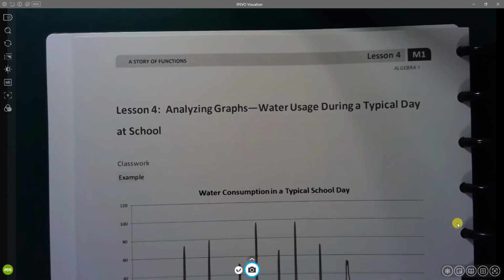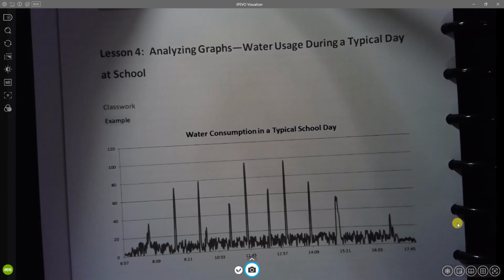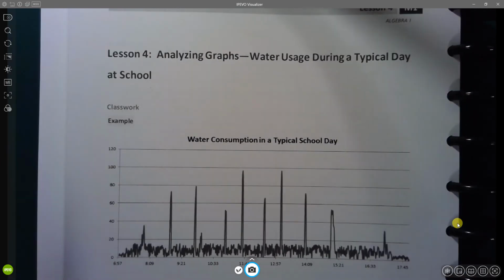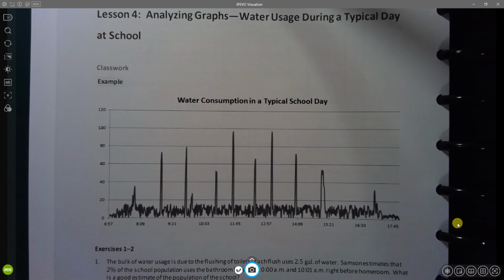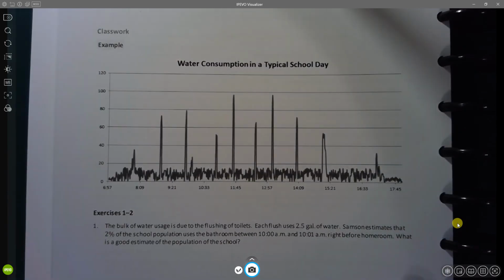We're going to jump into lesson 4, analyzing graphs. In this one, we're looking at water usage during a typical day at school. So water consumption in a typical school day. Let's take a look at the graph. Trying to figure out why my, there we go. I was wondering why it was crooked. So we've got water consumption in a typical school day. So exercises 1 and 2.